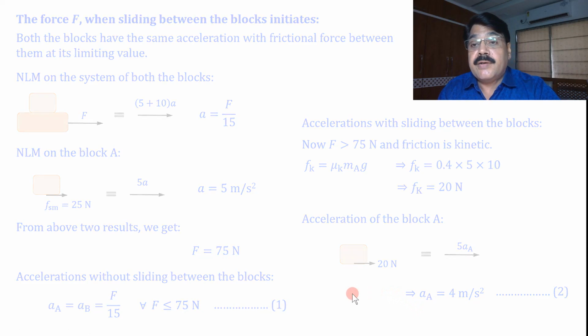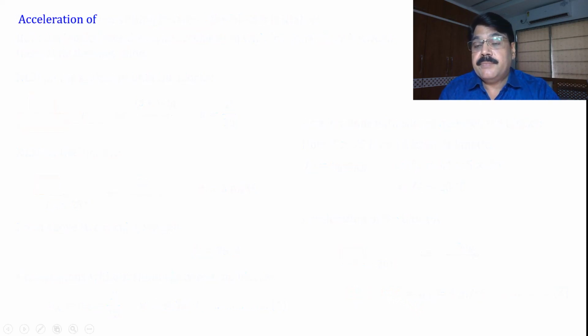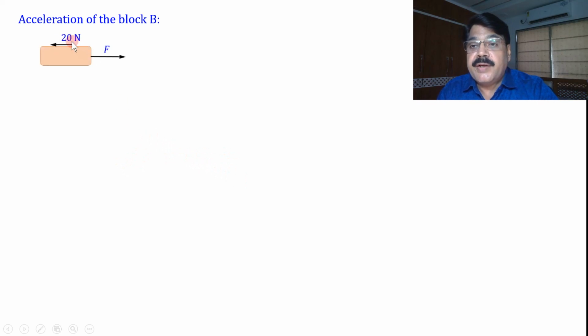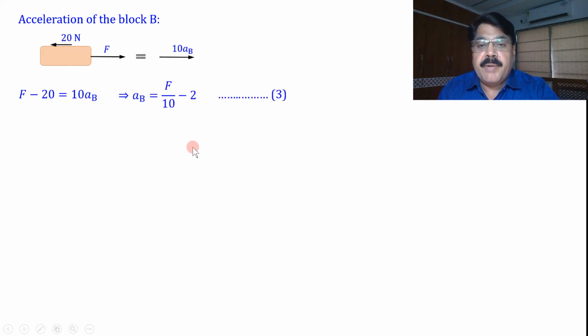Now we calculate acceleration of block B. On block B there are two forces: force F in the forward direction and kinetic friction in the backward direction on the top surface. So here 20 Newton backward kinetic friction and F. Now we draw the kinetic diagram, that is 10 into a_B. So a_B is again very simple. F minus 20 is equal to 10 a_B. So a_B is equal to F by 10 minus 2. Let us call this equation number 3.